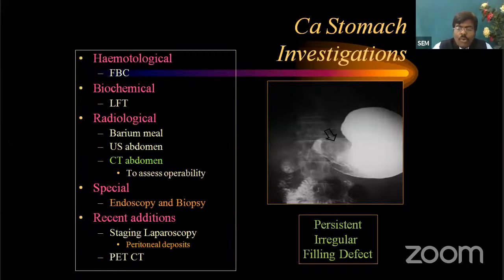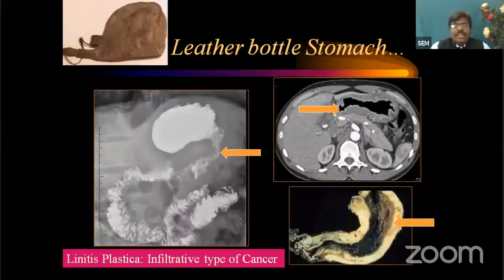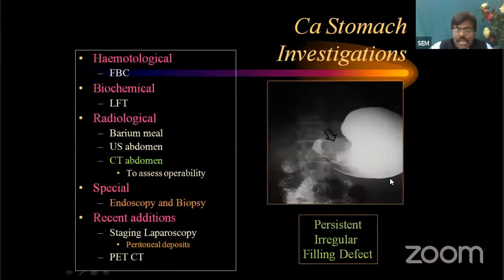Now let us go to the more important thing as far as you are concerned, that is the barium meal. In barium meal, what do you have classically? Like this one, you'll have a filling defect, especially if it is a CA stomach in the distal part. This is the antrum of the stomach. This is the fundus and body filled with the white color barium paste. And this dark area is not filled because a tumor is filling there. So you have a filling defect.